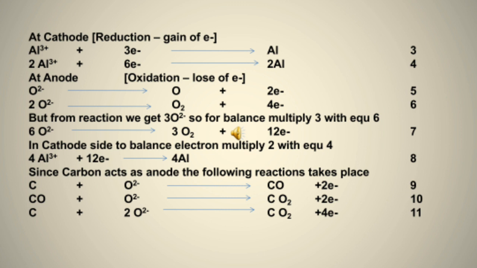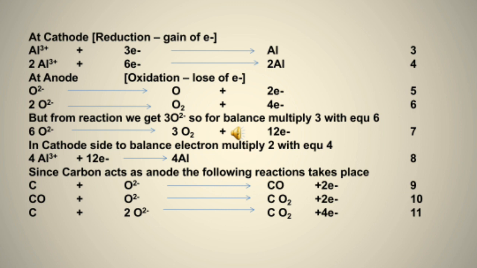Now refer to equation 2. How many aluminum 3+ are there? 2 aluminum 3+. First, see the first aluminum 3+. One aluminum 3+ has an excess of 3 positive charges, so to compensate it with 3 electrons, we get aluminum metal in the third equation. But if we refer to the second equation, we get 2 aluminum 3+. For that purpose, multiply the third equation by 2, and we get 2 Al3+ plus 6 electrons giving 2 aluminum atoms.